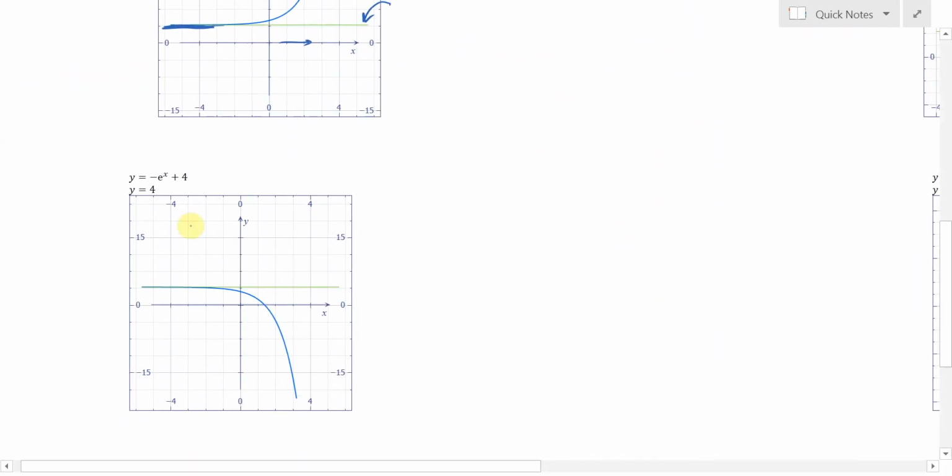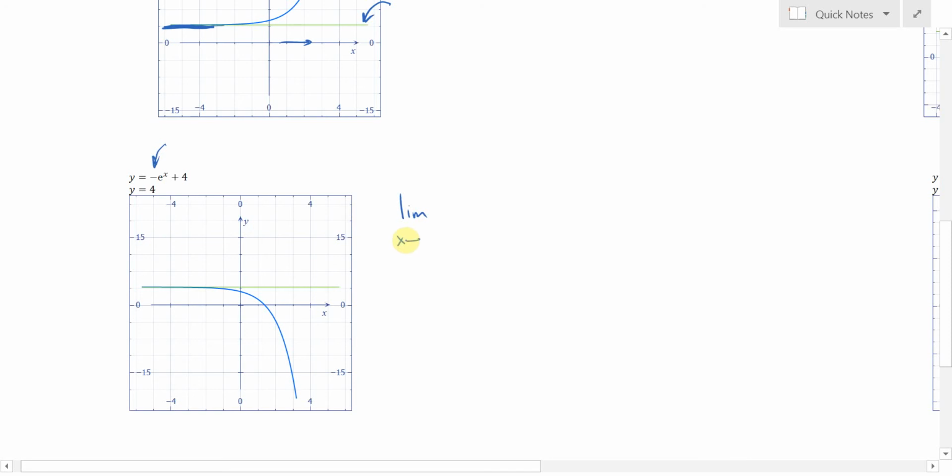So here we have negative e to the x. This time we're multiplying by negative 1 on the outside first, which means the first thing we do is we reflect about the x-axis instead of the y-axis. It's a vertical flip down. So it looks like this. And we still shift it up by 4. And so you can just immediately read it off.